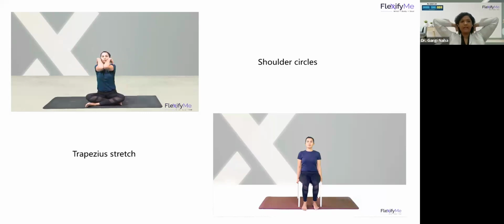When you are doing it, please don't do it in a hurry. Feel that the muscles of your back are working. Then you are taking your elbows backwards so that your scapular muscles, that is your upper back muscles, join together.